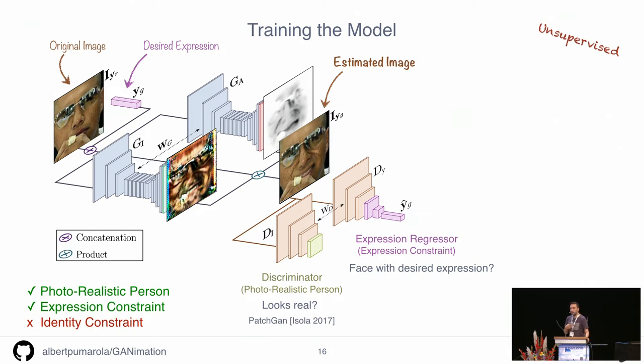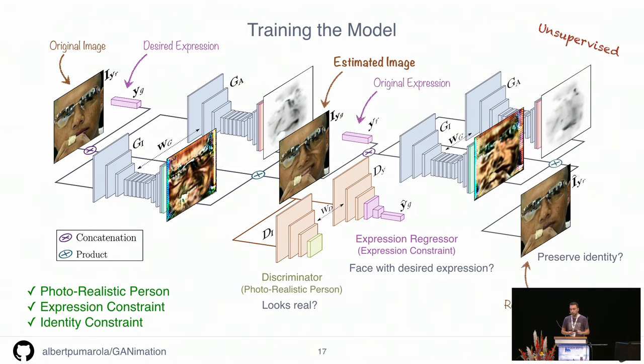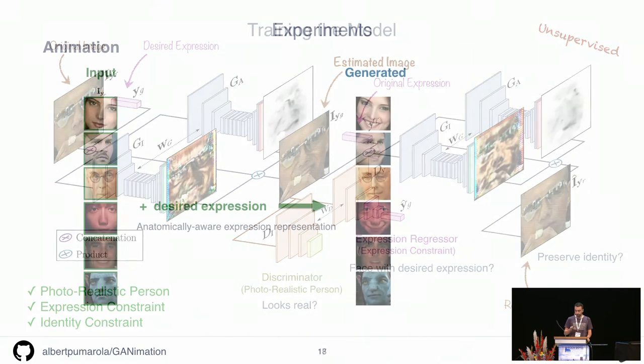But then, of course, we don't just want to generate a random person with the desired expression, we want to maintain the input person. So in order to do this, we add a cycle consistency loss, which forces the model to be able to recover the original image from the generated one.